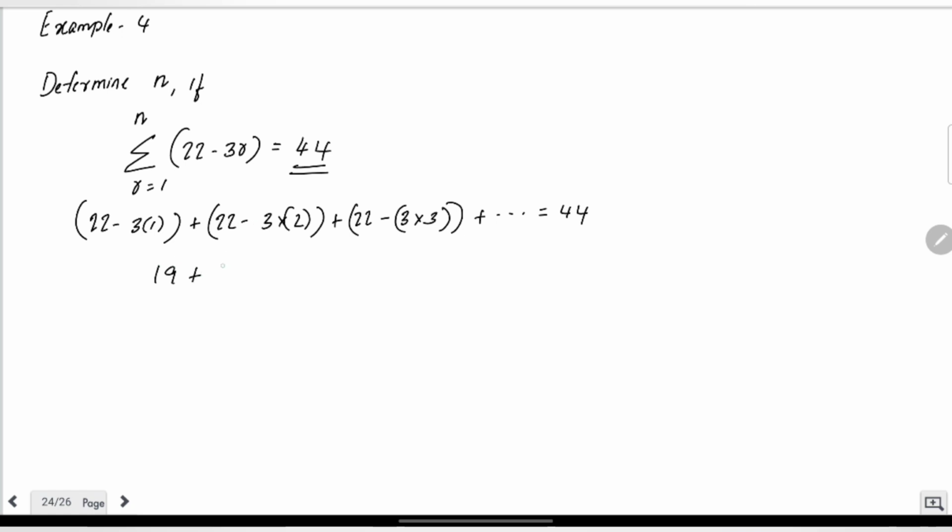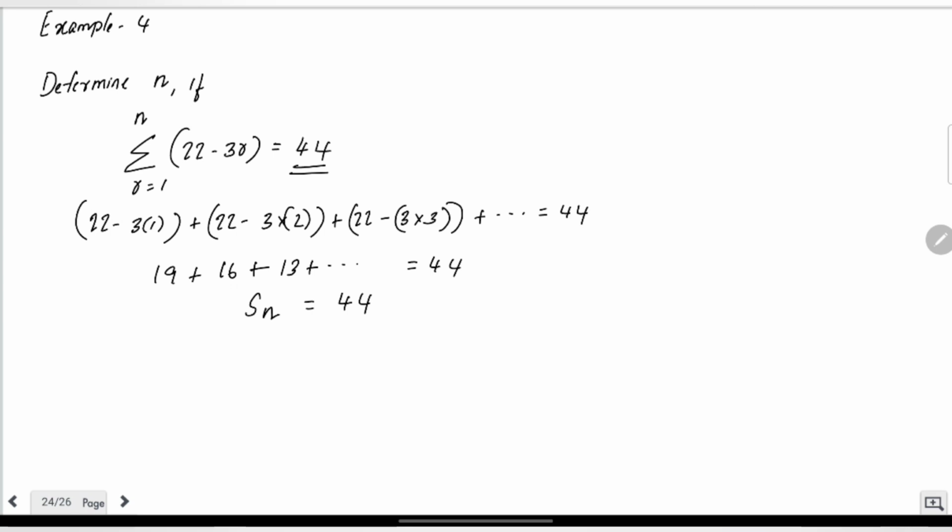22 minus 3 times 2, which is going to be 16. 22 minus 3 times 3, which is going to be 13, plus etc. is equal to 44. So how many terms are there? N terms are there. So the sum of n terms is equal to 44. And what type of series is this one?